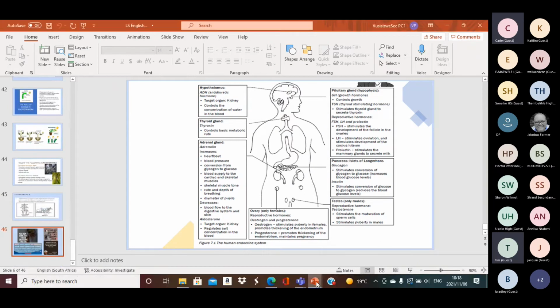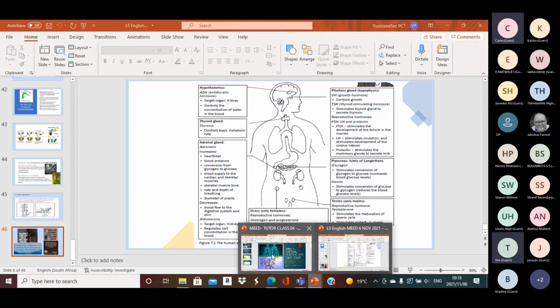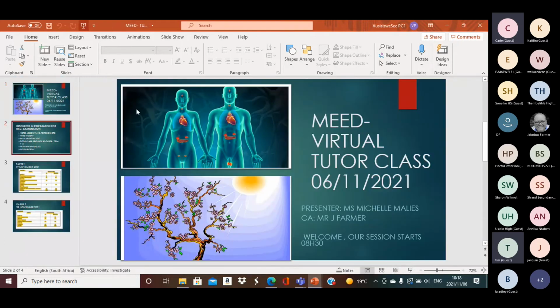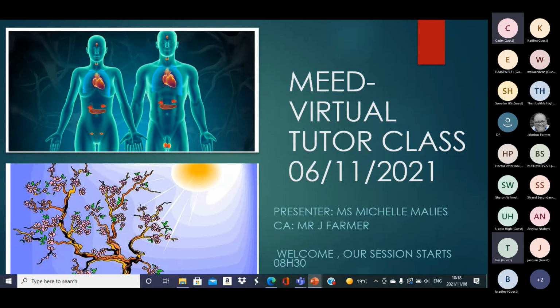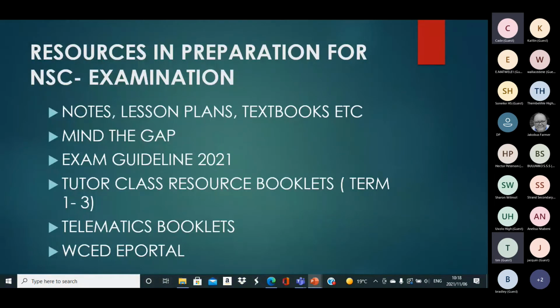Now, before I know Mr. Farmer is going to have some sort of a revision session with you in preparation for the exams. But I just want to remind you, grade 12s, that you have notes. You have a lot of resources for the NSC exams. You have notes, you have lesson plans, you have textbooks, you have a mind gap.